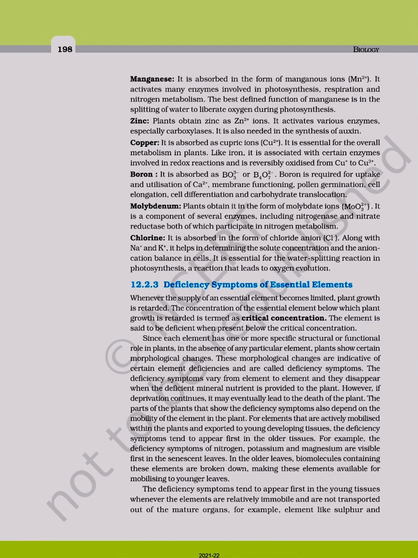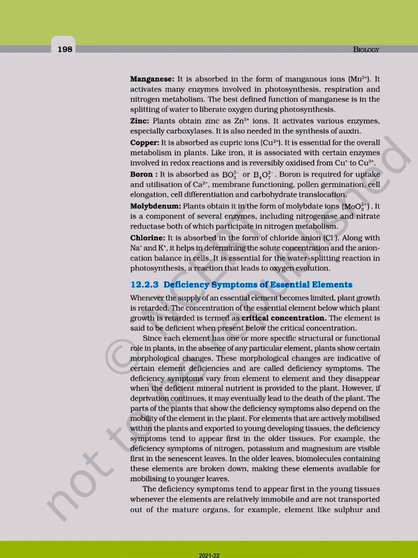Manganese. It is absorbed in the form of manganese ion, Mn²⁺. It activates many enzymes involved in photosynthesis, respiration, and nitrogen metabolism. The best defined function of manganese is in the splitting of water to liberate oxygen during photosynthesis. Zinc. Plants obtain zinc as Zn²⁺ ions. It activates various enzymes, especially carboxylases. It is also needed in the synthesis of auxin.